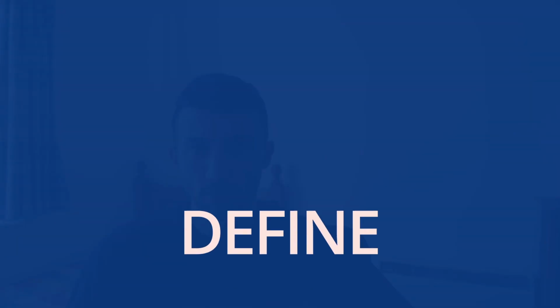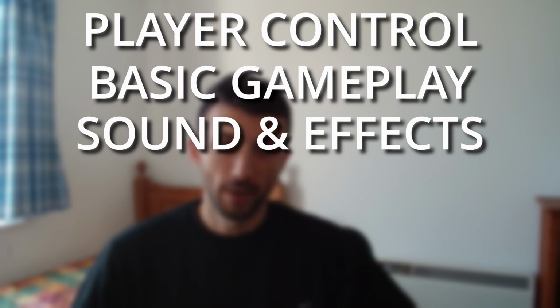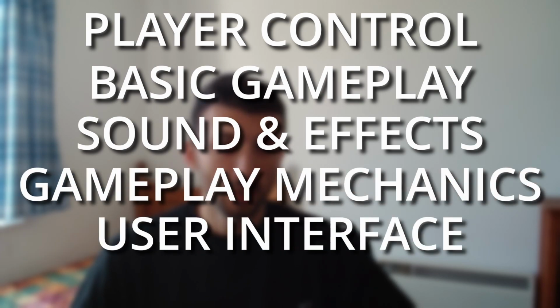Step 3. Define your first game. After you've been introduced to the basics of the game engine, you should create a simple design document of your first game. This document should just describe at a high level what your game should be. Some of the things to think of when making a design document are player control, basic gameplay, sound and effects, gameplay mechanics, user interface, and other features. Having an idea about all these things before you start will make the development process a lot easier.